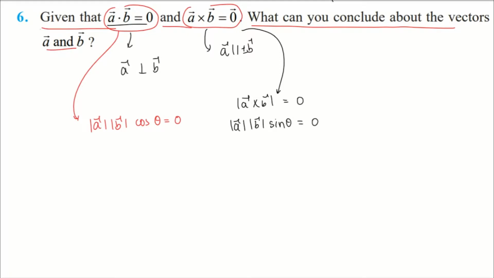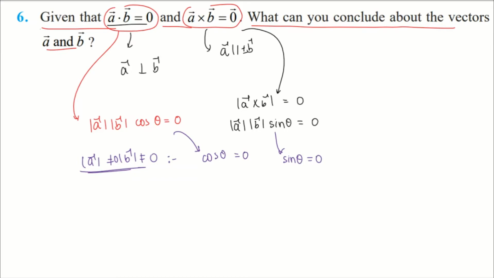Now, let's say for the sake of making a contradictory argument, that the magnitudes of vector A or vector B are not equal to 0. So that is, vector A's magnitude is not equal to 0, vector B's magnitude is not equal to 0. Then, from the first condition, cos of theta is equal to 0. And from the second condition, you will have that sine of theta is equal to 0.